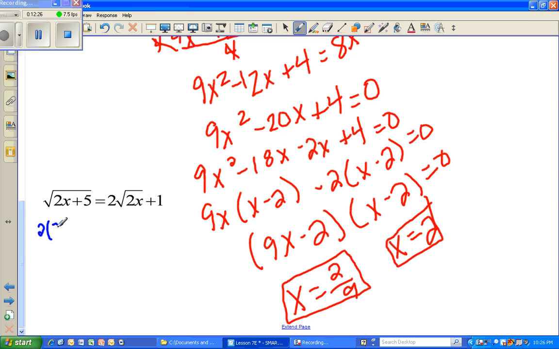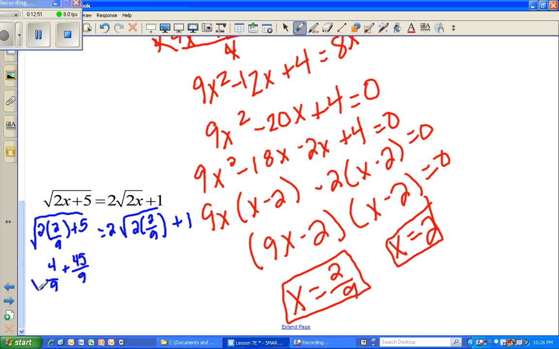you have 2 times 2/9 plus 5, and I want to take the square root of that, is equal to 2 times the square root of 2 times 2/9, and then plus 1. So that's going to give you 4/9. You got to get a common denominator, so you're going to change that 5 to 45/9.